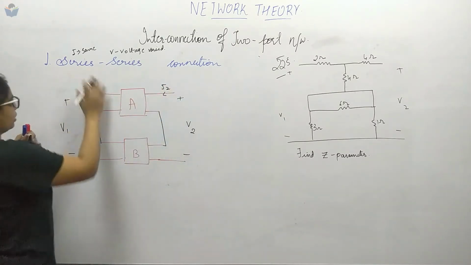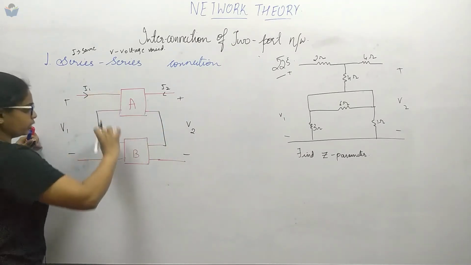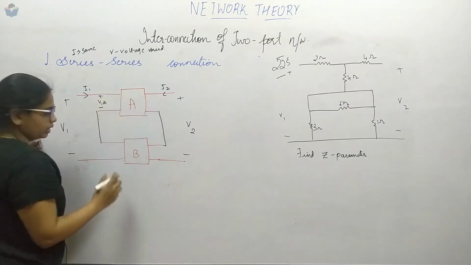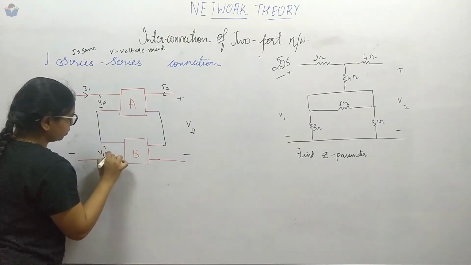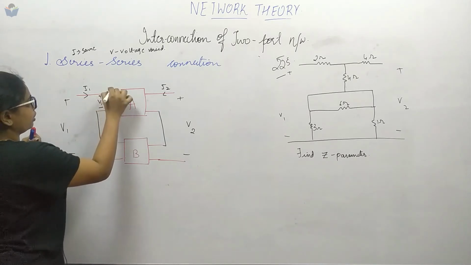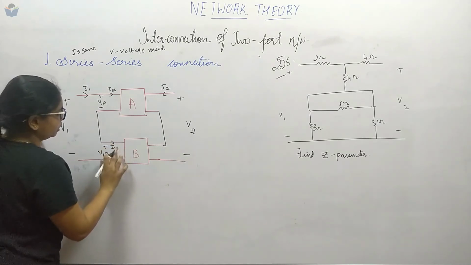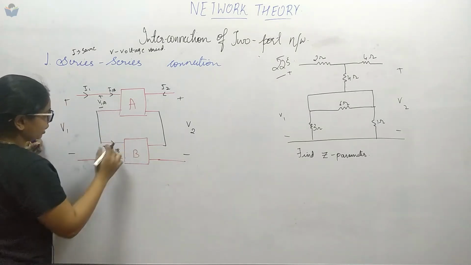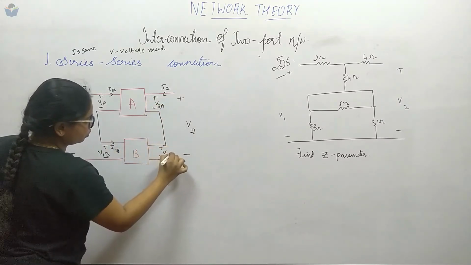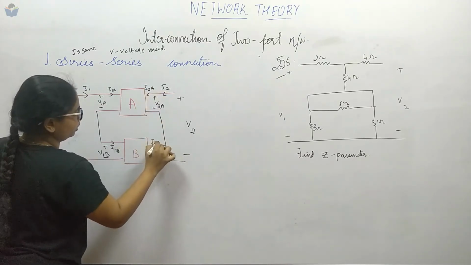Now, current will be the same. Coming to the voltage, V1 will be divided over here. We name it V1A across the A circuit, and V1B across the B circuit. Similarly, I1A current will be flowing here and I1B current here. Similarly on this side, V2A voltage and V2B voltage, and I2A current and I2B current.